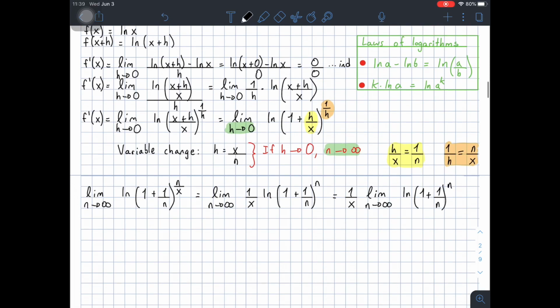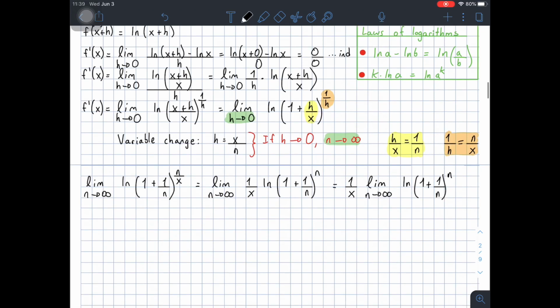So this, I can take out the natural logarithm outside of the limit and rewrite this as 1 over x. So f prime of x, we're always talking about f prime of x because that's the objective, find the derivative. So this is equal to 1 over x times the natural logarithm of, and I'm going to write this with brackets, of the limit when n approaches infinity of the natural logarithm of 1 plus 1 over n to the power of n.